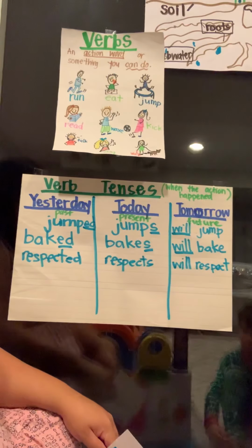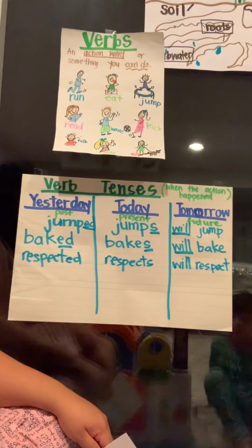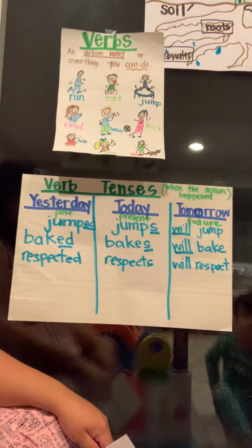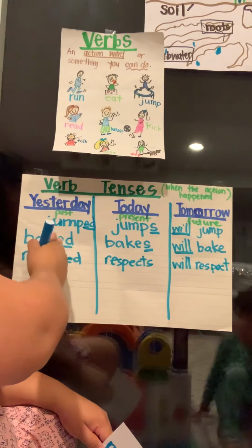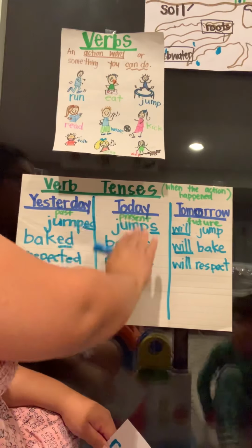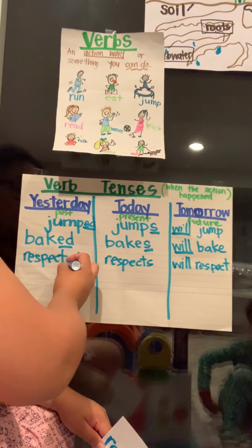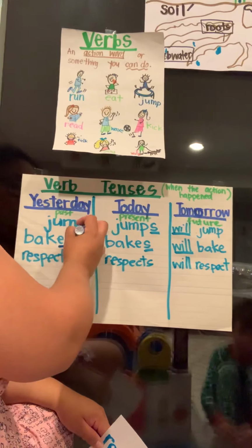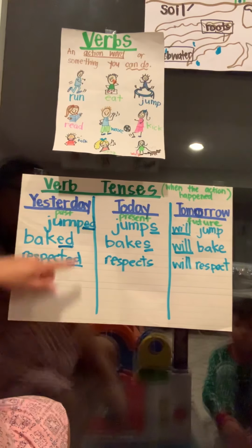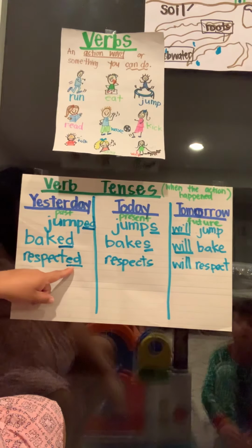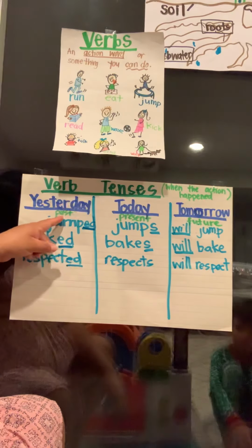Do you guys notice a pattern? What's the pattern you see? What do you notice, Emilio? Yesterday, today, tomorrow. Oh, we keep talking about when it happened. Past, present, future. Yes, let's go down. What do you notice is happening to all the words in past? What do we add at the end? What are we adding at the end of the verb? ED. We're adding an ED at the end of the verb when we talk about it already happened.